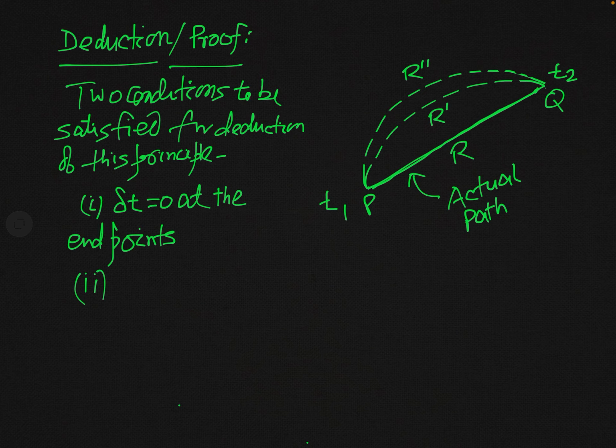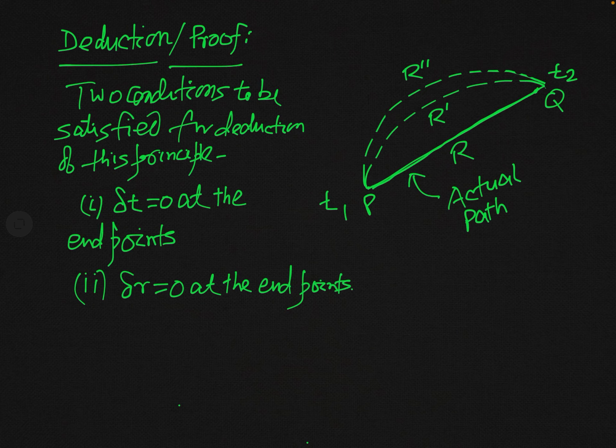Now the second condition is what? There is no space variation at points P and Q. It means these two points P and Q are fixed in space. So if you take the position vector of any point on this curve as R, then according to this second condition, delta R must be 0 at the end points. And when you say delta R must be 0 at the end points, it means the points P and Q are fixed in space.